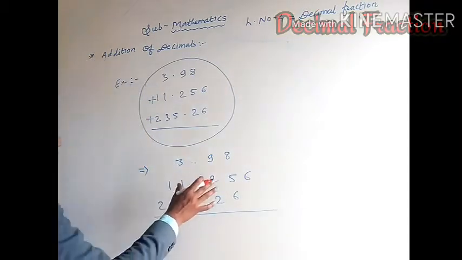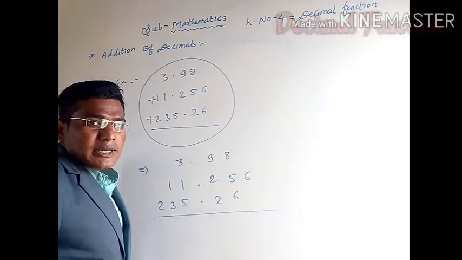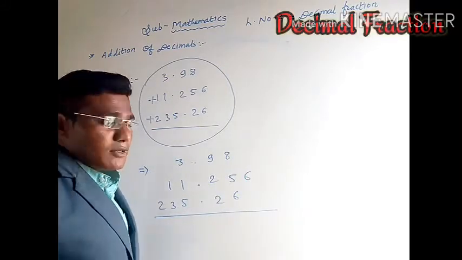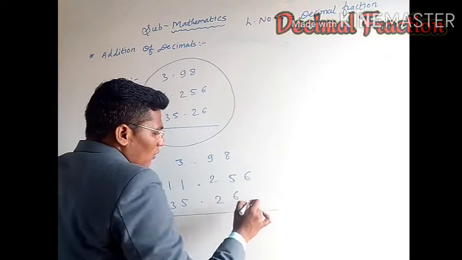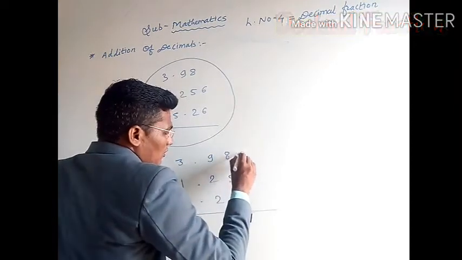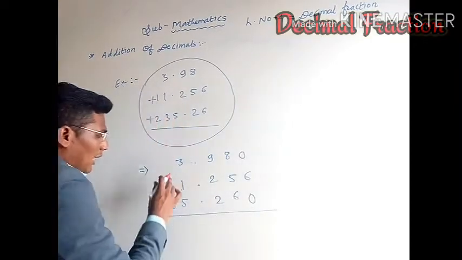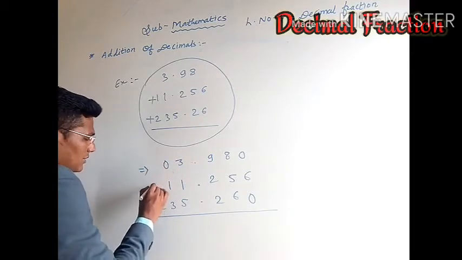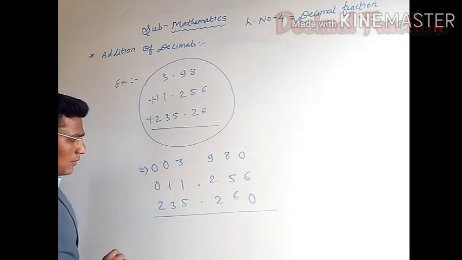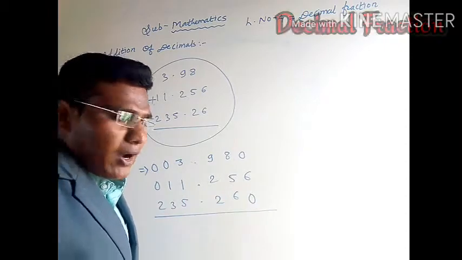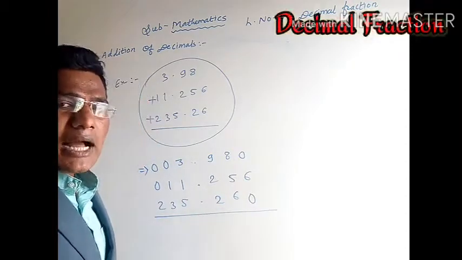Now after arranging the values, it is very easy to add. Here there are no values, so keep zeros here. And here also there are no values, keep zeros here. Okay. Now after putting the zeros, add it.